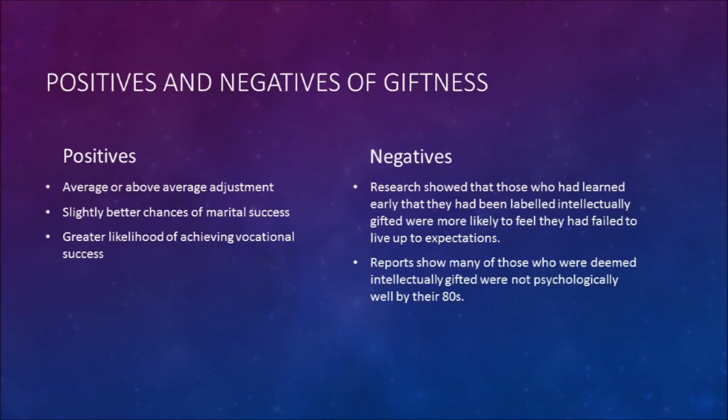On the other hand, research following up the Termites in the 80s finds that being labeled gifted early in life may have later costs. Those who had learned early that they had been labeled intellectually gifted were more likely to feel like they had failed to live up to expectations by their 40s and report less psychological well-being by their 80s.